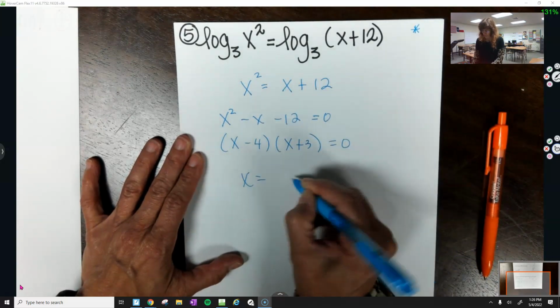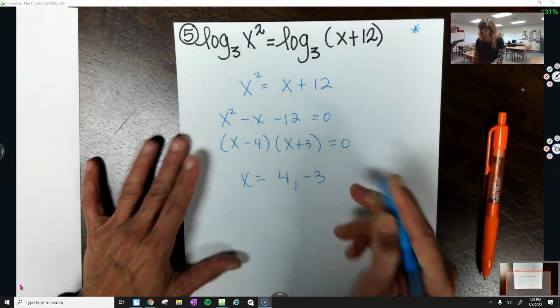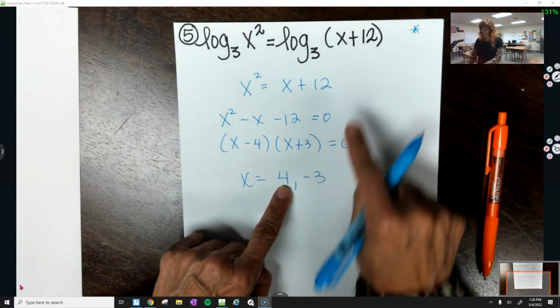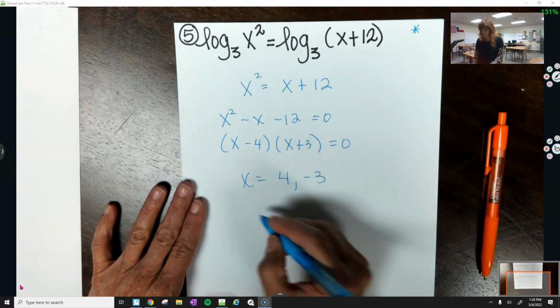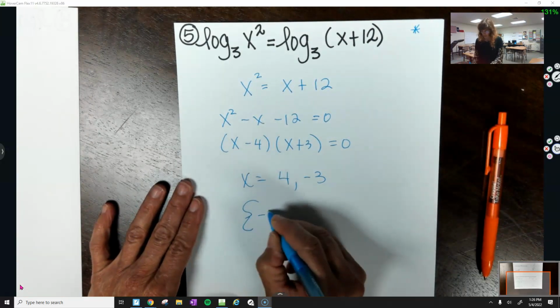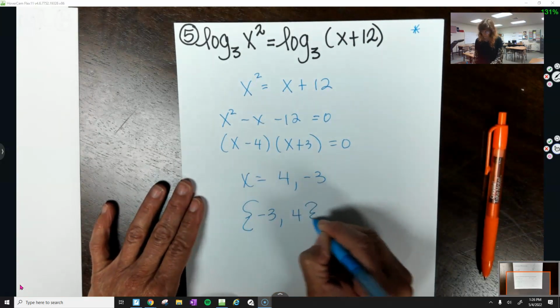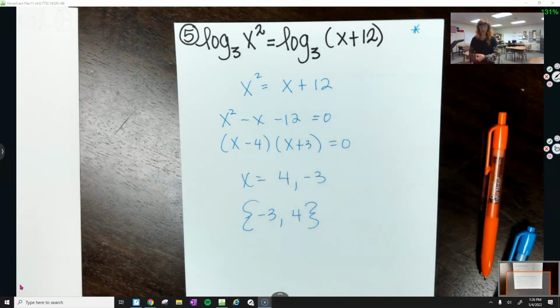So x is going to equal a positive 4 and a negative 3. And when I have these answers, I'm just going to make sure that I get a positive number here, and I do. So I can use my good group. So you can just put it in answer form like that.